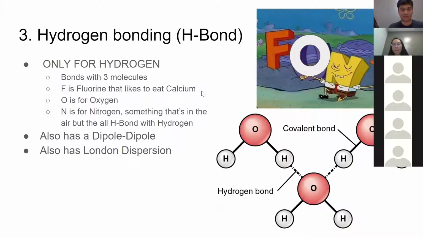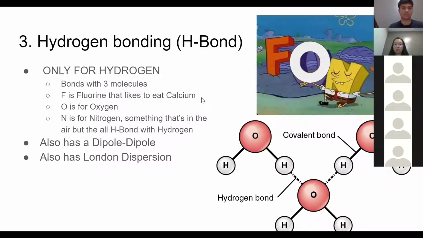So that means that for hydrogen, it can only bond to 3 specific elements: fluorine, oxygen, or nitrogen. Only those 3 with hydrogen can make the hydrogen bond. But hydrogen bonding molecules can also have dipole-dipole and London dispersion, because London dispersion is always applicable to most, if not all, molecules.